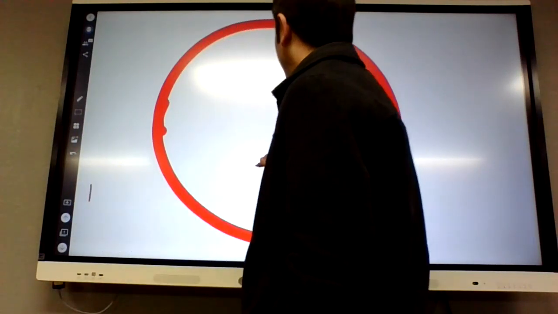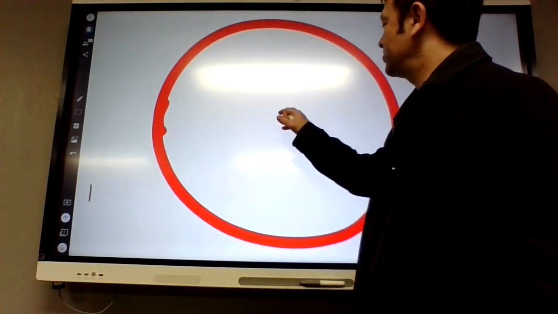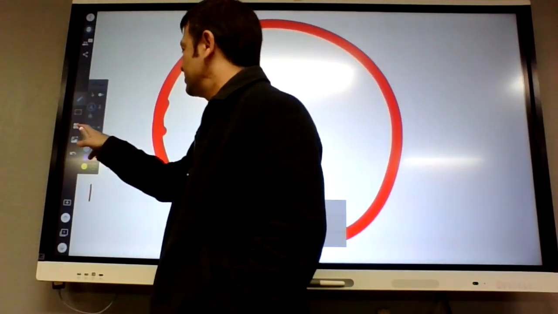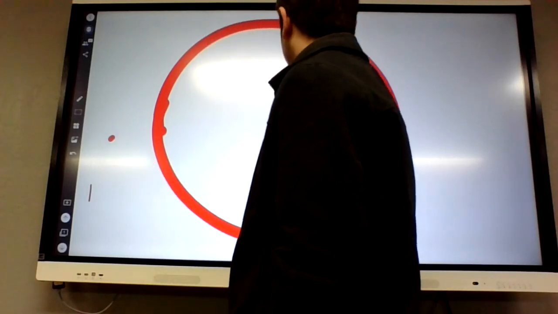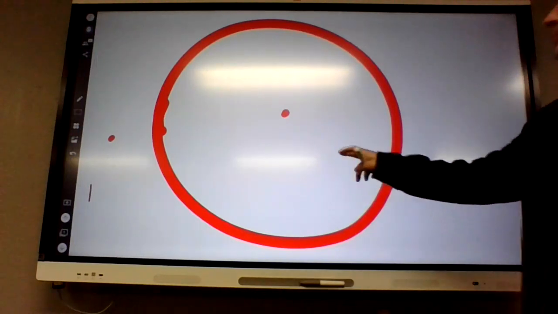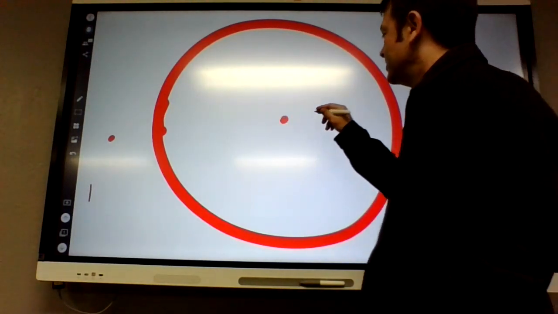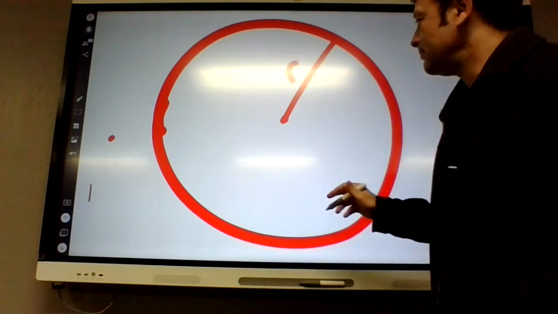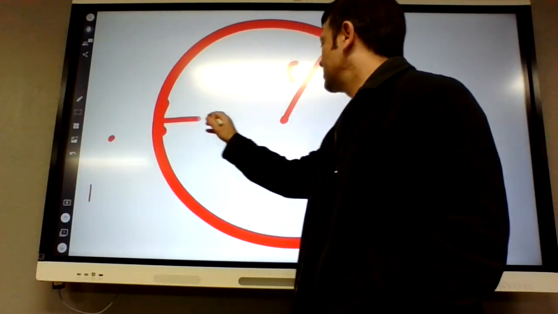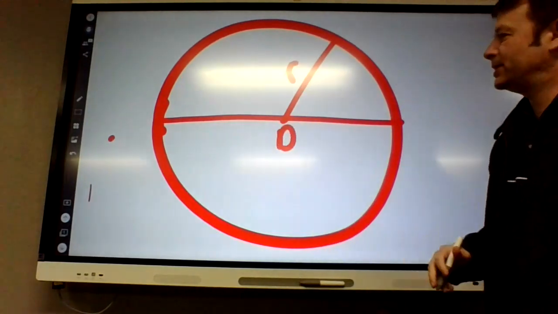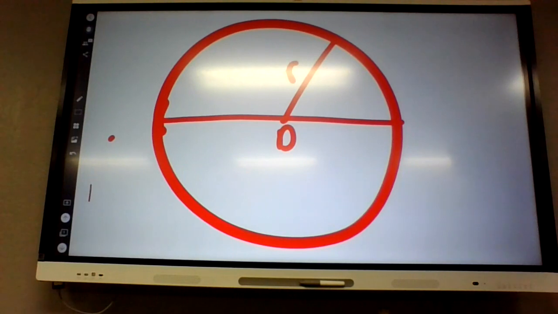Alright. Guess what? Now that that's big, I feel like I need to draw big again. Okay. Guess what that's called? Center, yes. What's this called? Radius. What's this called? Diameter. What's the relationship between a radius and the diameter of a circle? Radius is half of the diameter.